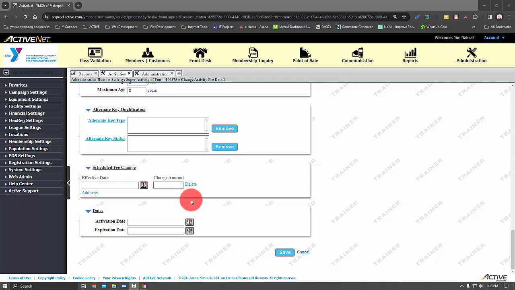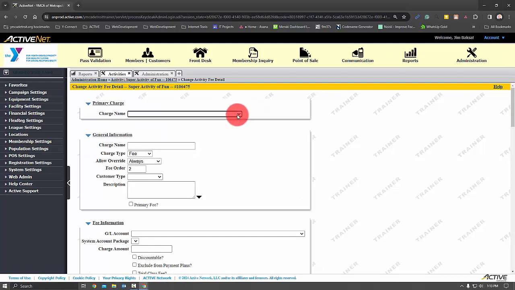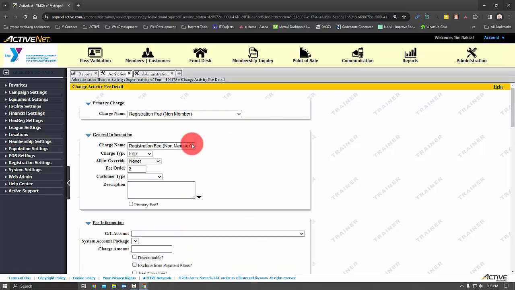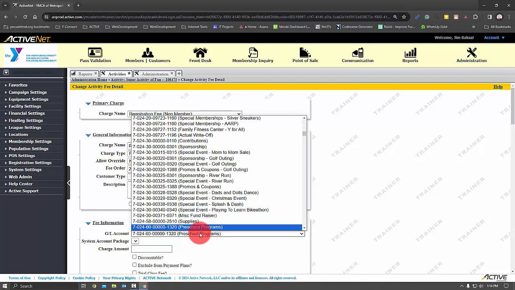Okay, great. So we've got our general member fee in. Perfect. Now what we're going to do is we're going to add our non-member upcharge. So I'm going to do add new. I'm going to grab my charge name, and it's going to be registration non-member. Here's our registration fee non-member. It's coming in as fee order 2, so second logically. Never override. We're going to put in our same program number, 7024601234511320.